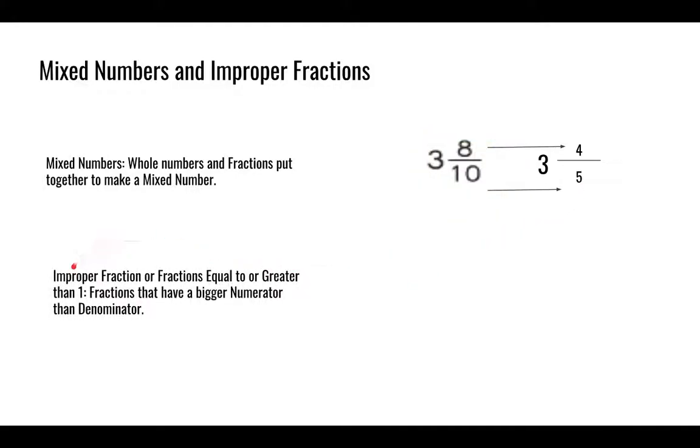But I also want you to see what an improper fraction, or fractions that are equal to or greater than 1, look like. These fractions look like this. They have a bigger numerator than the denominator. So 9/6. That means that there's a whole number here, and there's going to be something left over. And you can convert this improper fraction, or a fraction that's equal to or greater than 1, into a mixed number like this. That's going to be it for right now.